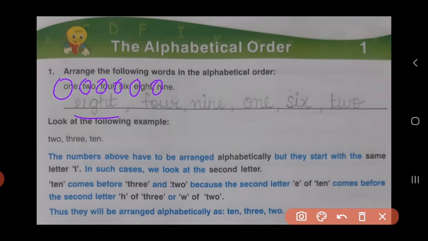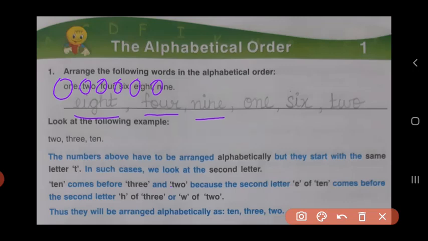After E comes F. 4 starts with the letter F. So my second word in order will be 4. After F, say your alphabets, children. G, H, I, J, K, L, M, N. And I have number 9 which starts with N. So my third word will be 9.